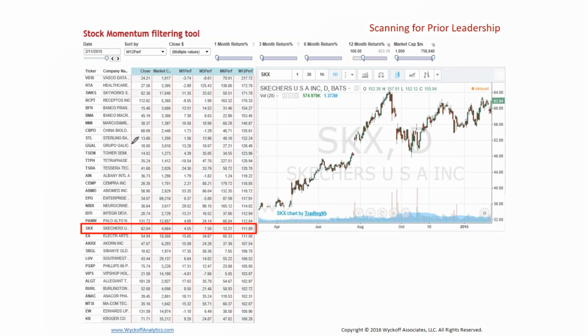This is the momentum filtering tool, which you could probably find anywhere, in any of the software platforms. But specifically, I was using this to identify what I call a prior leadership. The prior leadership is going to be anything that is outperforming the market on the way up, let's say, for the stock that is in a potential reaccumulation area right here.